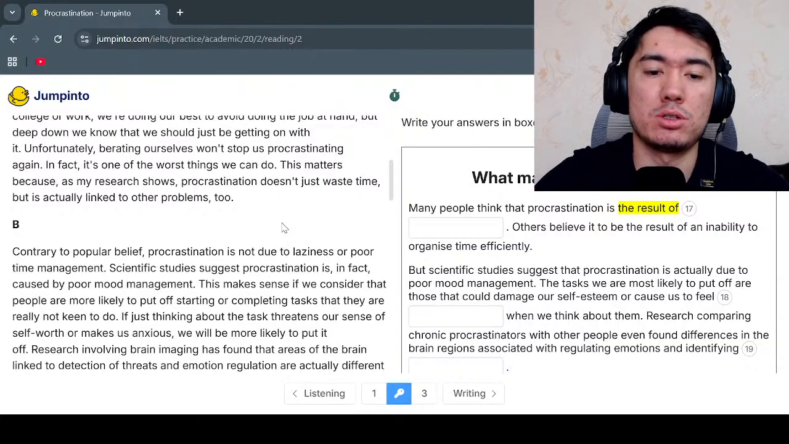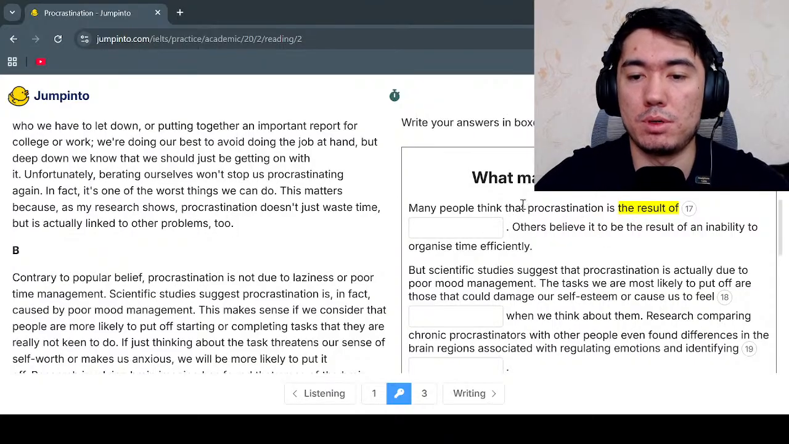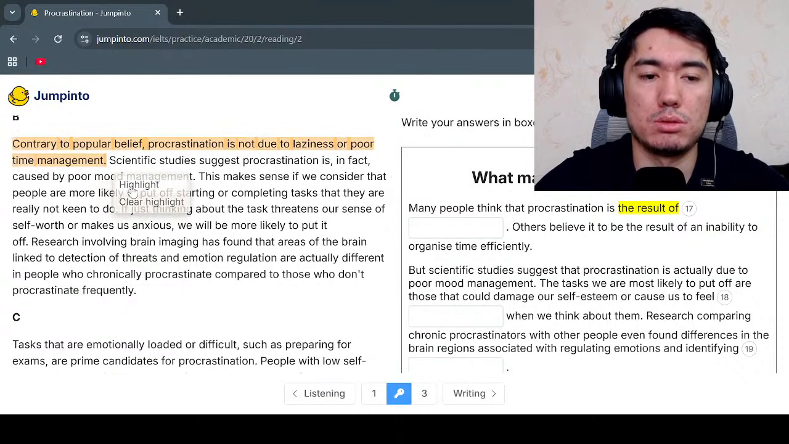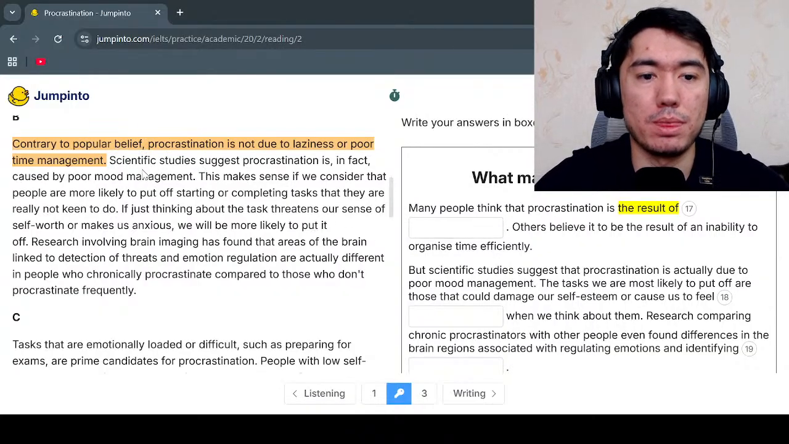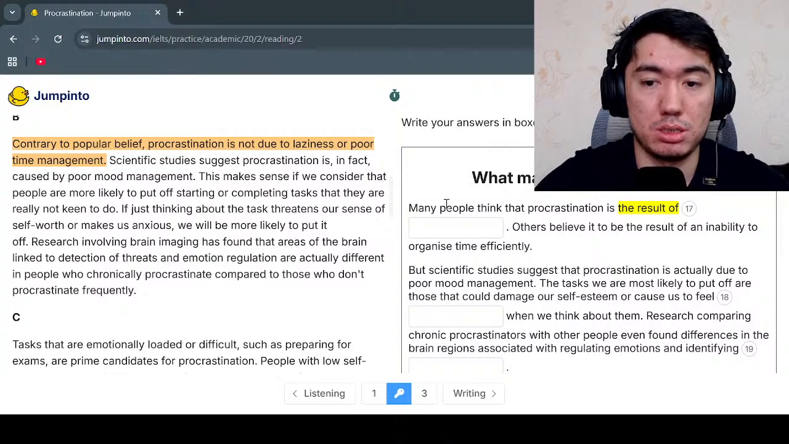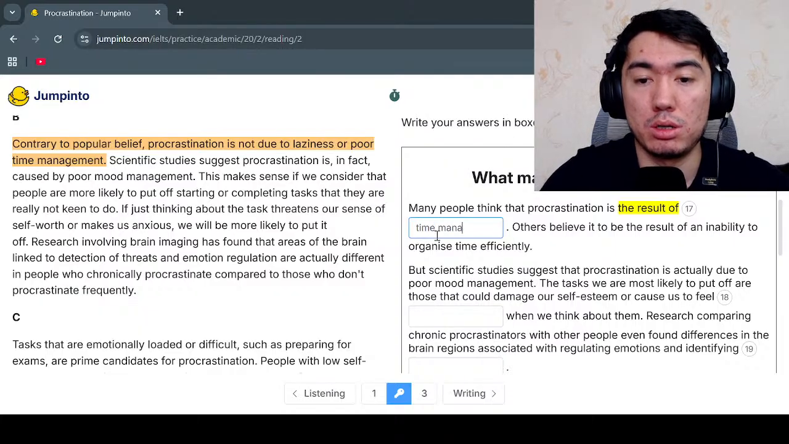It was just an introduction. It didn't give me what I was looking for. The reason why people think we procrastinate, I think it's this sentence. Yeah. So contrary to popular belief, which means many people believe this, right? Many people think this. Scientific studies suggest procrastination is in fact caused by poor mood management. People think it's poor time management, but it's actually poor.